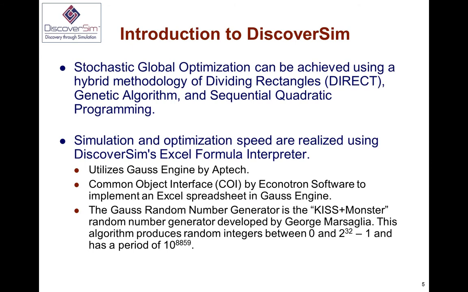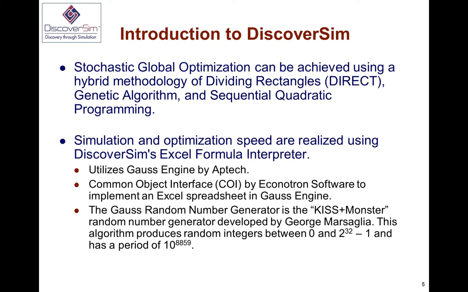We have various techniques to do global optimization. These include dividing rectangles, a genetic algorithm, and sequential quadratic programming. I'm not going to get into the details of these, but essentially what you have are three very good optimization methods. The first one, direct, is very useful for covering a broad space. The genetic algorithm is the workhorse. It uses the evolutionary principles to solve difficult nonlinear problems. And then finally, fine-tuning can be done with sequential quadratic programming.